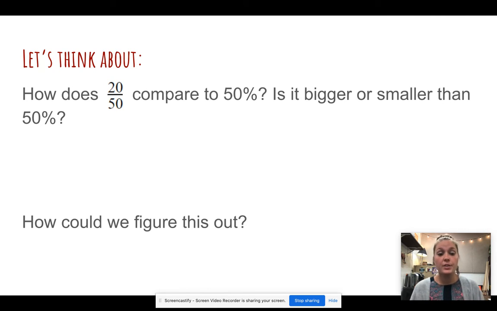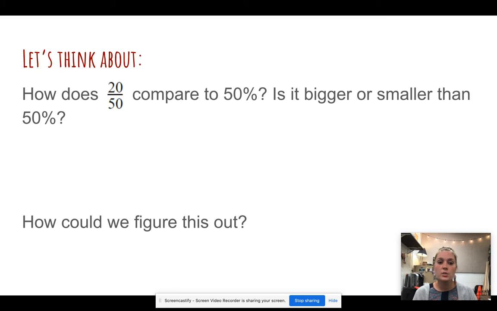A couple ways we could do this. Thinking about 50%, that's half of a number. So what's half of 50? That's 25, right? So if 25 is half of 50, then 20 is less than half of 50, meaning that 20/50ths is less than 50%.